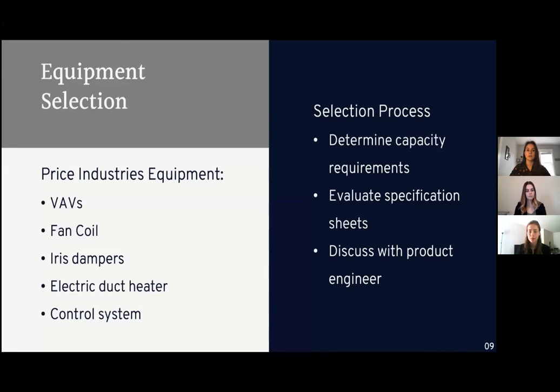To select our equipment, we started by looking at the performance information available in the specification sheets and making some preliminary selections. We were then able to meet with a Price product engineer who gave us some further advice and let us know how our equipment selections would work in our applications. Once we were confident in our selections, we placed an order for the equipment with Price.